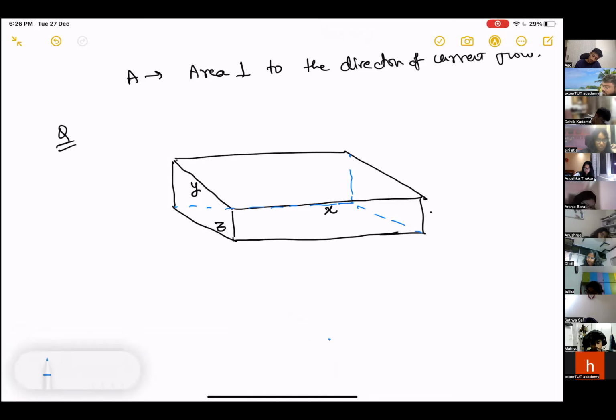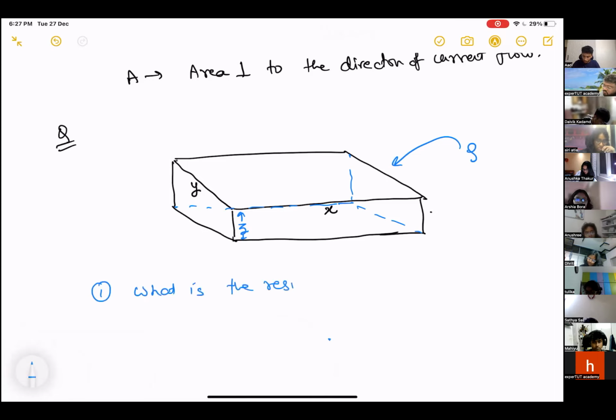The box is made of XYZ, okay? This is Z height. And the box is made of a material of resistivity rho. लिखो, made of material of resistivity rho. Okay. For first question, what is the resistance of box? What is the resistance of box? बोलो जल्दी.